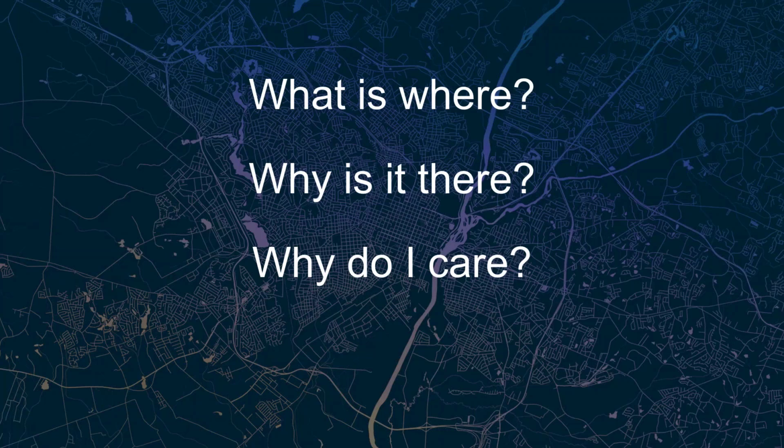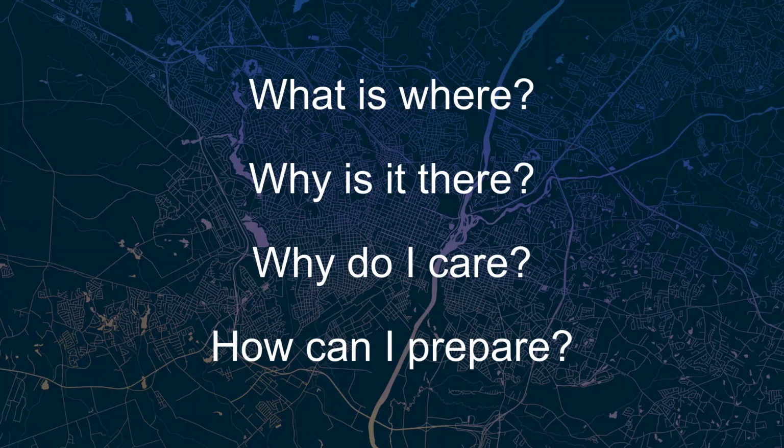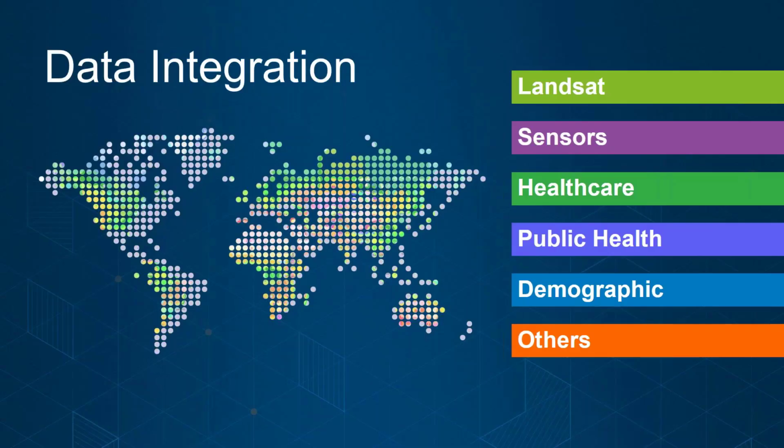But we don't stop there. We also need to think ahead and ask, how can I prepare? This is about predictive modeling and figuring out where will something happen next, like changes in population demographics or disease burden in different communities. When you begin with geography as the common denominator in your data, then you have a great method for data integration.